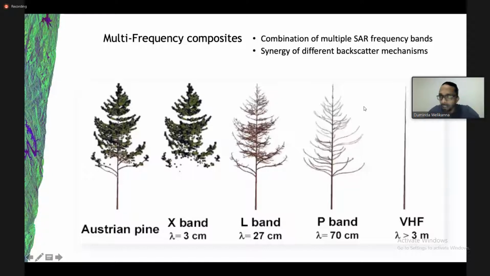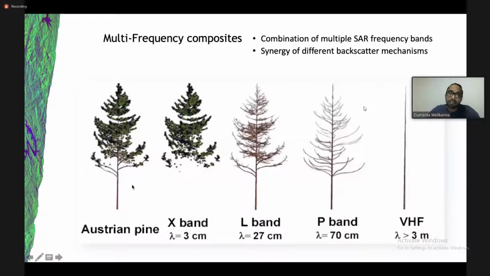And very high frequency is like 3 meters. Just imagine wavelength is the distance between peaks or troughs of the electromagnetic wave. 3 centimeters we can measure, something like this, the wave, the peak, the distance between peaks. 27 centimeters, the distance between peaks. 70 centimeters, it's almost like 100 centimeters. You can measure the distance between peaks. 3 meters, it's a very long wavelength coming from the satellite and hitting the ground, right?